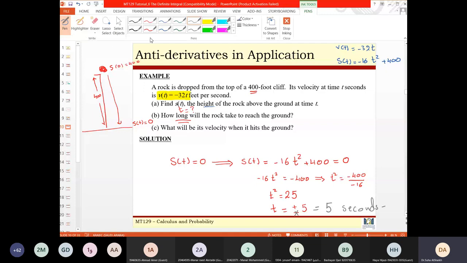Then in part C of the question, they ask what will be the velocity when it hits the ground. That means at the moment it hits the ground, how much will the velocity be? And I know it touches the ground after 5 seconds. So I'm talking about when T is 5, what will the velocity be, right? So when it hits the ground, the velocity is V at 5, and I already have the formula of the velocity. It is equal to minus 32 multiplied by 5, and how much is that? It's minus 160.